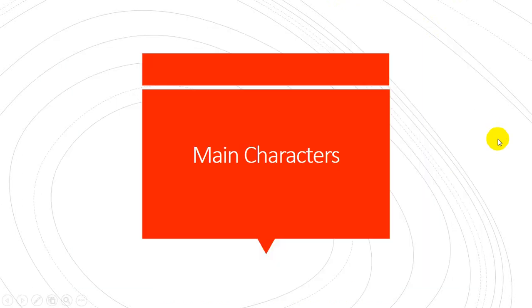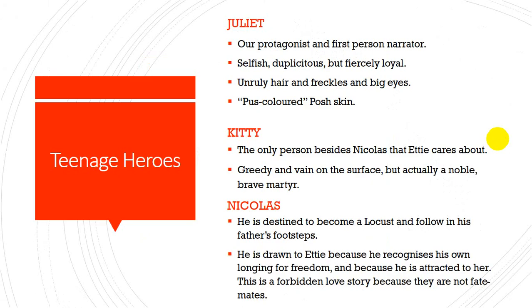I'm just going to go through the main characters briefly, although I'm sure that you probably know them. Juliet is our main protagonist and first-person narrator. This makes her unreliable because we're in her head, and so we can't be sure if everything she says is true, and we can't even be sure if what she tells us she feels is in fact how she feels. So she appears selfish, duplicitous, and a bit of a cheat and a liar, and a thief, but deep down we learn that she's actually fiercely loyal.